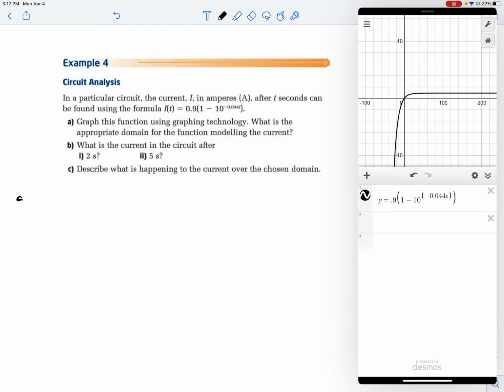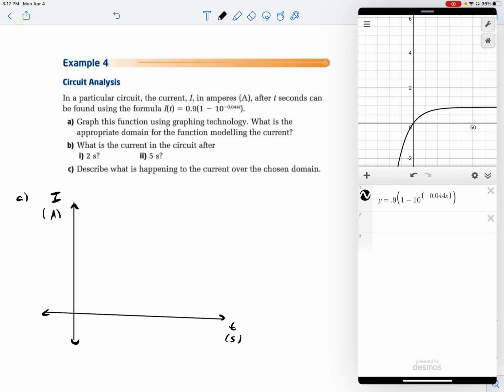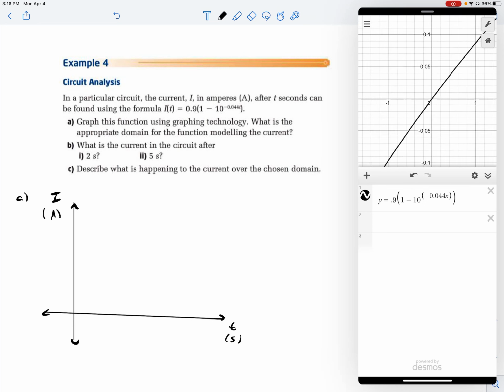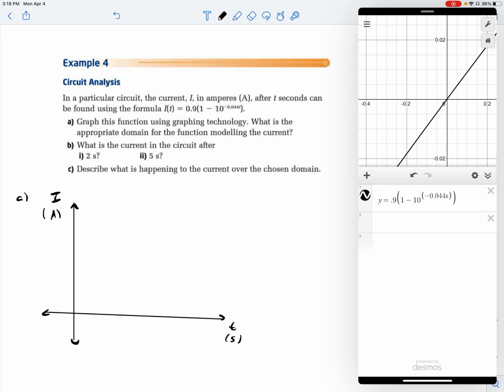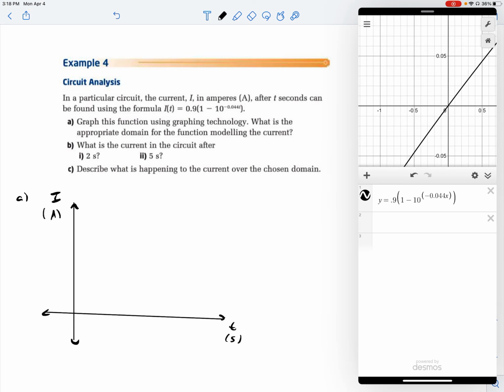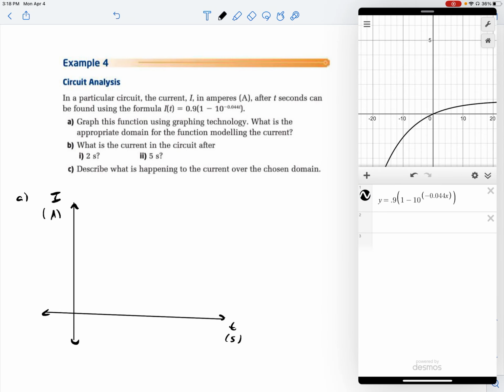All right, so we'll just draw the graph real quickly first. We can do a better job than that. Let's redo that. Okay, there's our current in amps. And then here's our time, which is in seconds. And it looks like it's going through 0, 0. So it is. I'm going to zoom out a bit more.